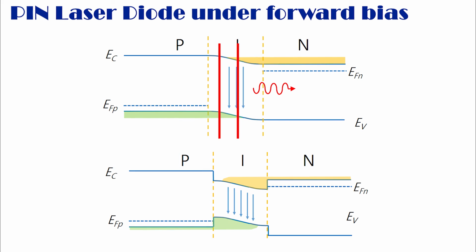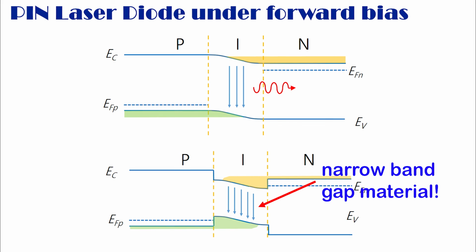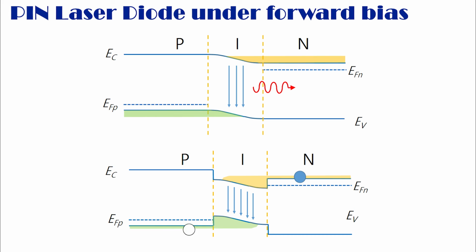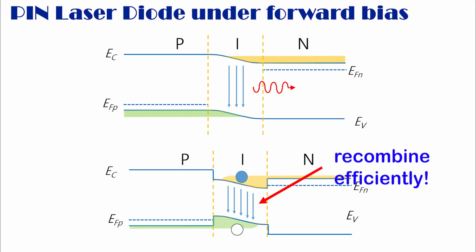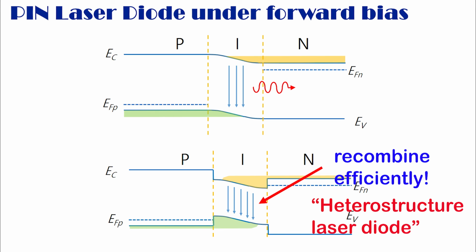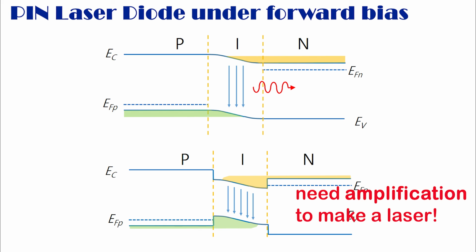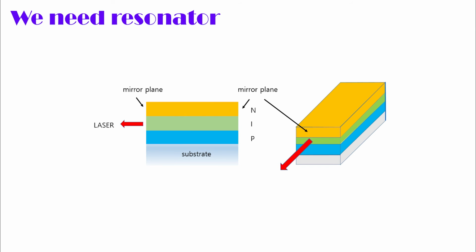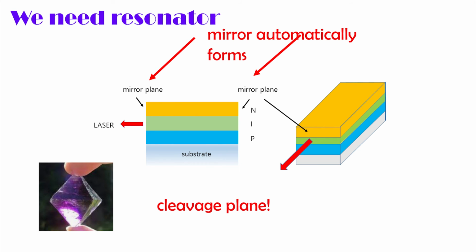But the place where electrons and holes meet is too narrow. But what if we use narrow bandgap material for the I layer? Then we can stop electrons and holes from flowing out because they are trapped. Then we can make electrons and holes recombine efficiently. This is called a heterostructure laser diode. But as we discussed previously, we again need amplification to make a laser. So we need a resonator again. But the good thing is, when you break a crystal along a crystallographic direction, a flat mirror automatically forms as with gems. We call it a cleavage plane. So the resonator forms by itself.